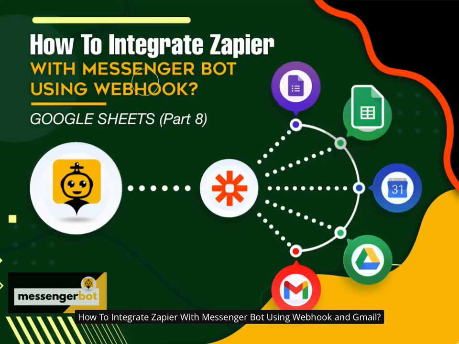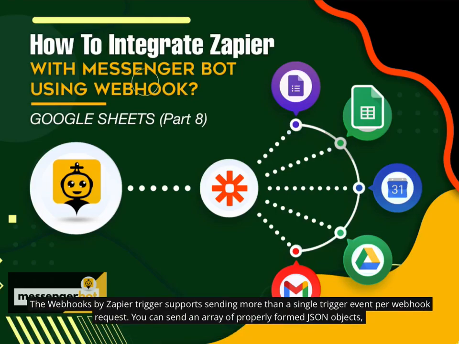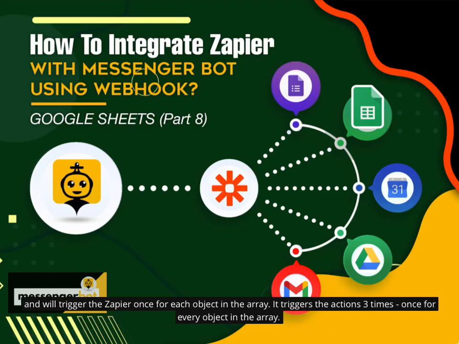How to integrate Zapier with MessengerBot using Webhook and Gmail. The Webhooks by Zapier trigger supports sending more than a single trigger event per webhook request. You can send an array of properly formed JSON objects, and will trigger the Zapier once for each object in the array. It triggers the actions 3 times, once for every object in the array.